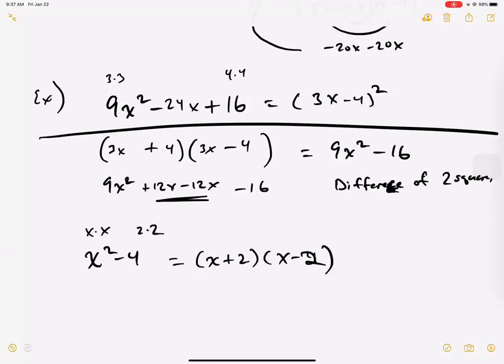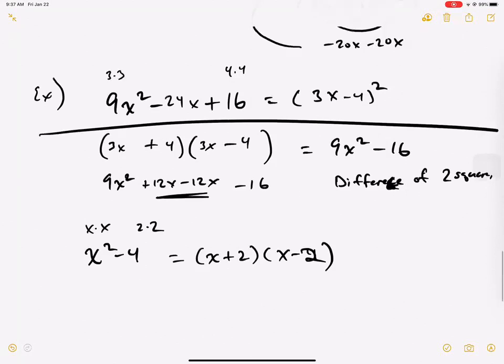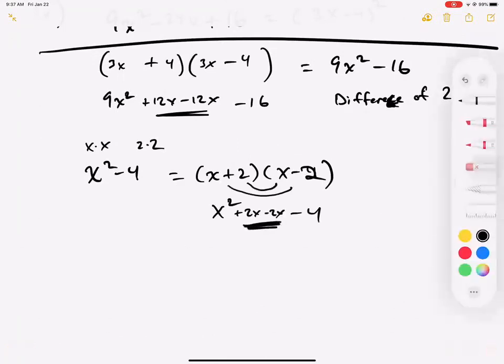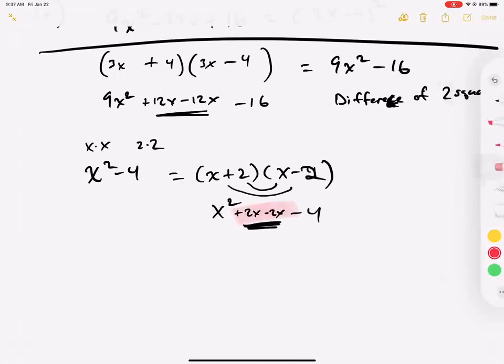Why is there no middle term here for this difference of two squares? The front, x and x, of course, is x squared. The back, 2 and 2, of course, is 4, but that's going to be a negative 4. Now, I want you guys to look at the middle term. It's going to be plus 2 and minus 2. Plus 2x, minus 2x, and they will always cancel out, leaving us a square in the front and a square in the back.